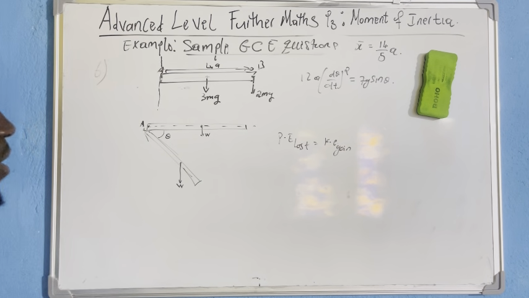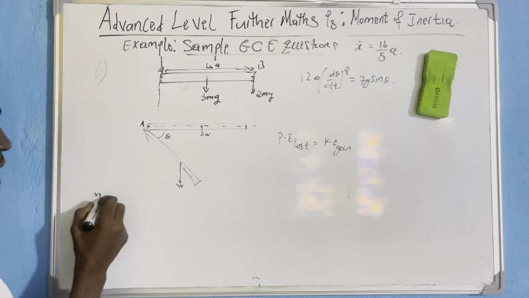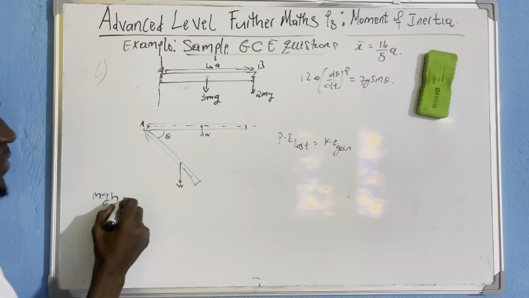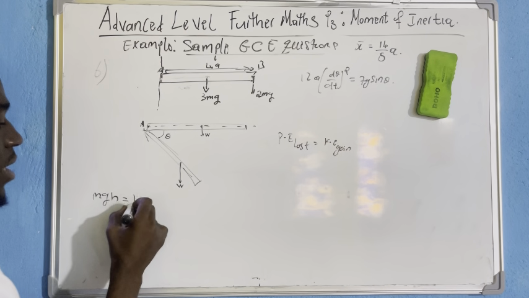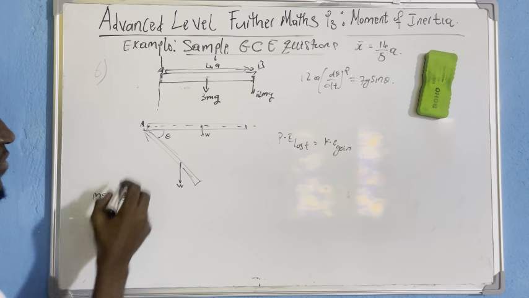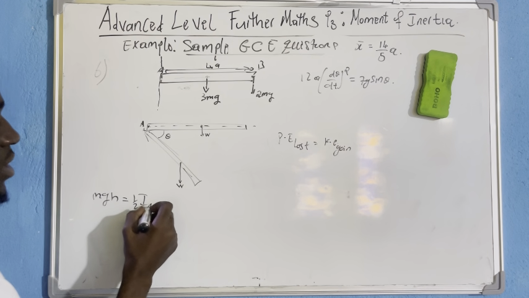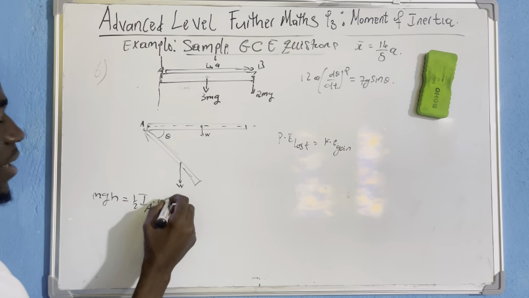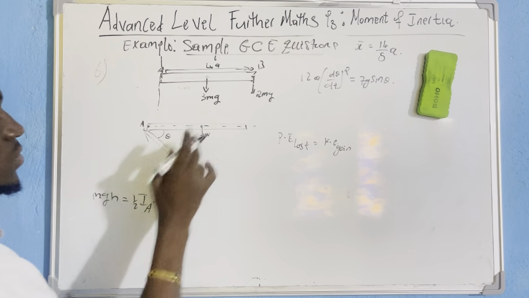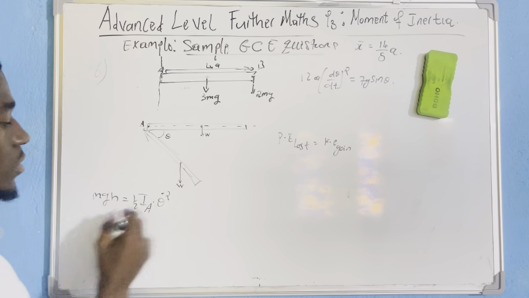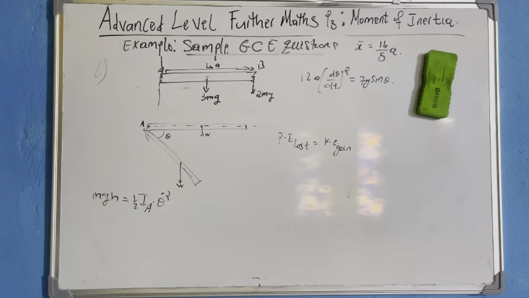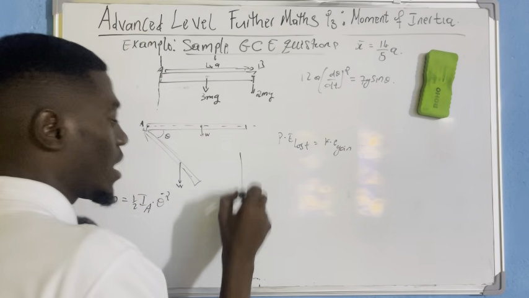Then potential energy is simply mgh, which should be equal to the kinetic energy. I told you that the kinetic energy for a rotating body is half the moment of inertia about the axis of rotation, here A, times omega squared. And omega squared is theta dot squared. So this is what I'm using. Then it means that I should go and calculate.